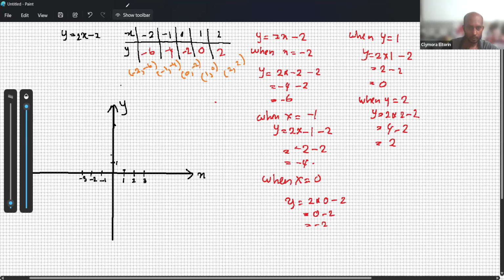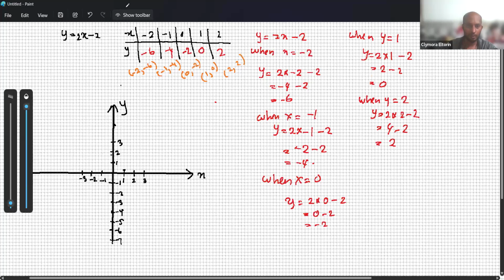1, 3. For the minus side of the y-axis we will see minus 6. Minus 1, minus 2, minus 3, and here minus 4, minus 5, minus 6, minus 7.